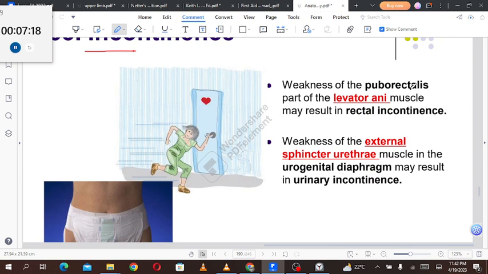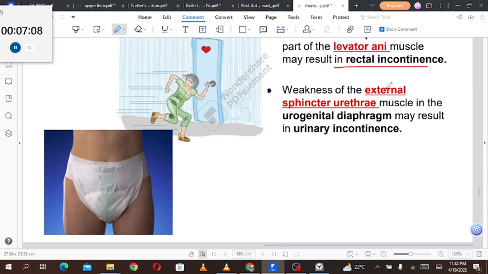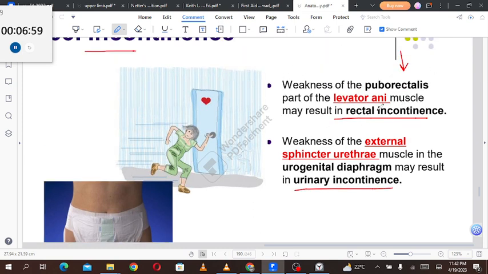So weakness of the puborectalis, part of the levator ani muscle, may result in rectal incontinence. If the puborectalis is not functioning properly, there will be rectal incontinence. Weakness of the external sphincter urethrae, the muscle in the urogenital diaphragm, may result in urinary incontinence. So there are two types of incontinence, either rectal or urinary.